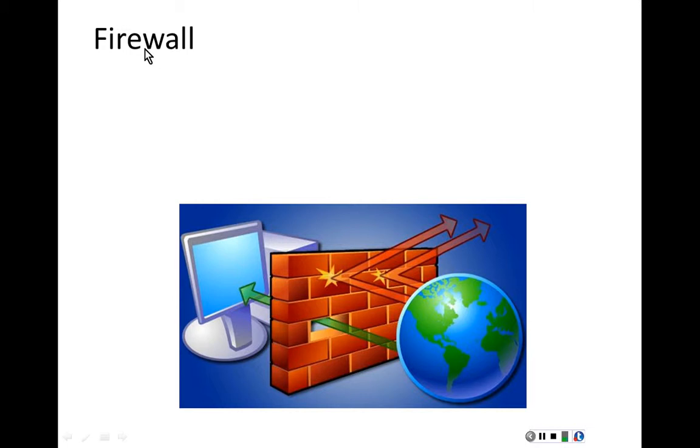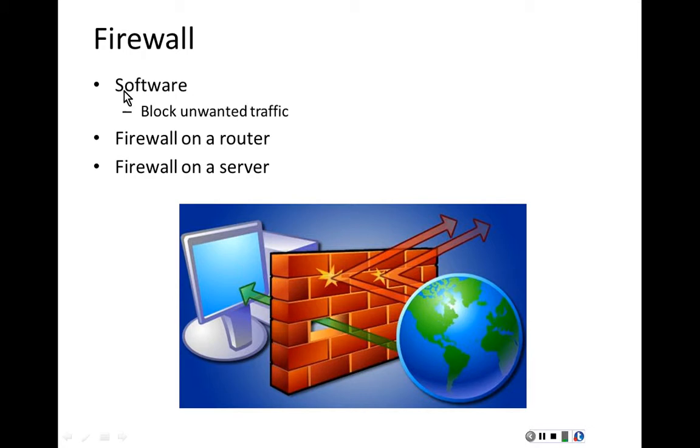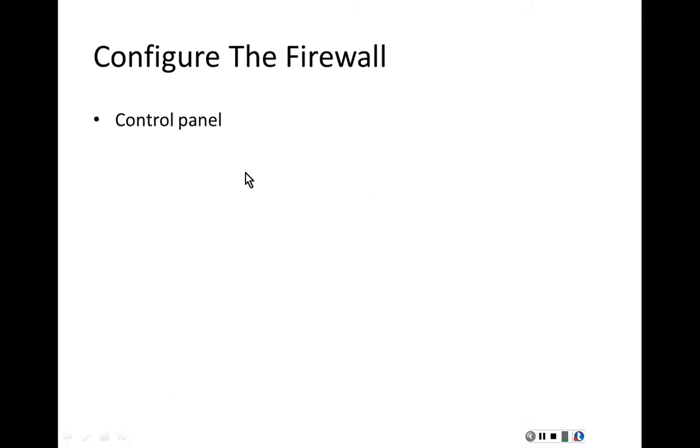A firewall is a piece of software that's used to block unwanted traffic. A firewall can be installed on a router, or a firewall can be installed and configured on a server and on a workstation as well. Let's look at configuring the firewall using Control Panel.